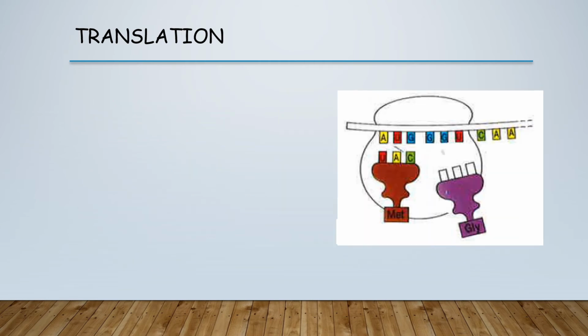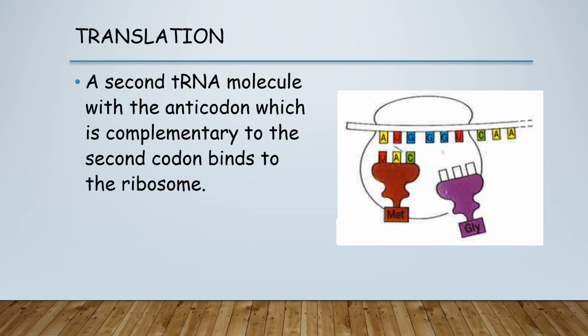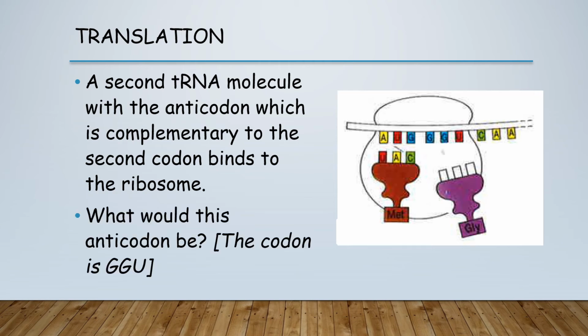The next step is for a second tRNA molecule to come along. Obviously, its anticodon is going to be complementary to the second codon, and then binds the ribosome. And as you can see, our second codon is GGU. So what should be the anticodon on this tRNA molecule? Again, it's mRNA, it's complementary, so we should be seeing CCA. And in this instance, this transfer RNA molecule is going to bring on glycine.